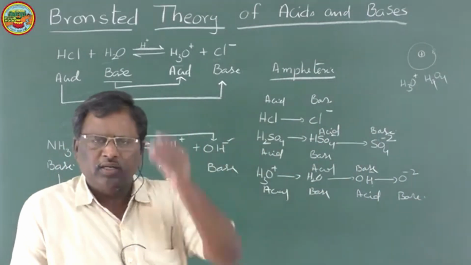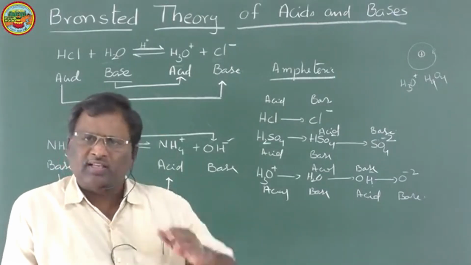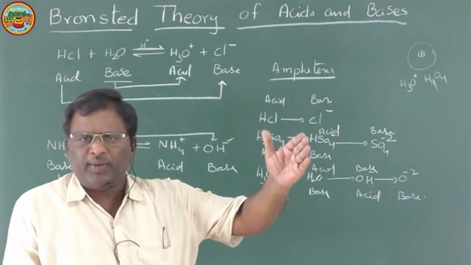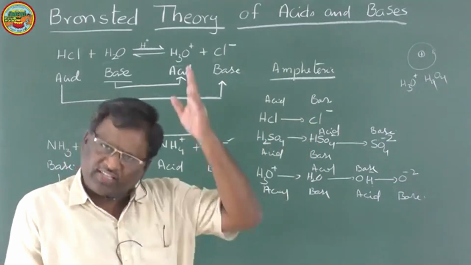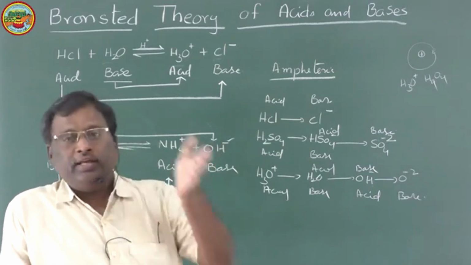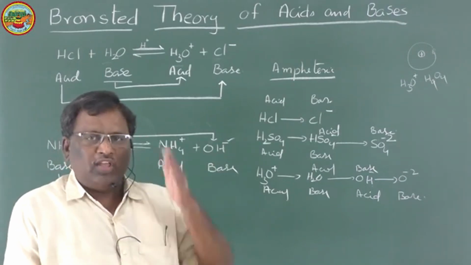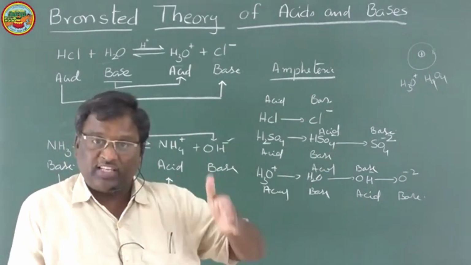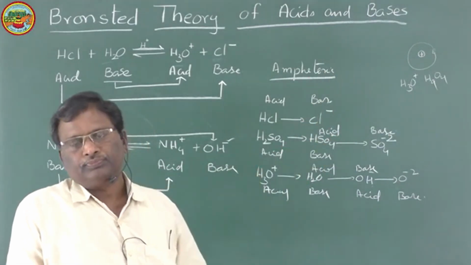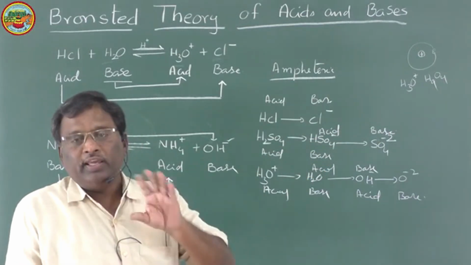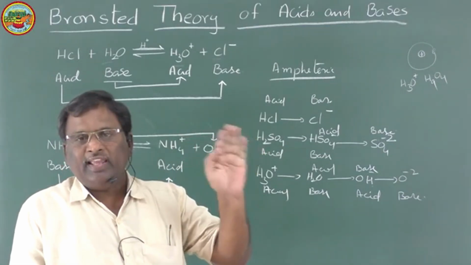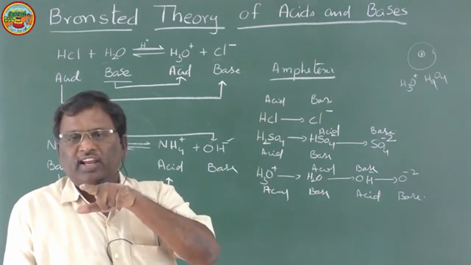Sometimes in the examinations, they will give one species and ask us to write the conjugate. So if H2SO4 is given, its conjugate base is HSO4 minus. If HSO4 minus is given and they ask us to write the conjugate acid, H2SO4 is the conjugate acid. If they ask us to write the conjugate base for HSO4 minus, the conjugate base is SO4 minus 2. So by removing H plus ion from an acid, you will get the conjugate base. By adding H plus ion to that base, you will get the conjugate acid.